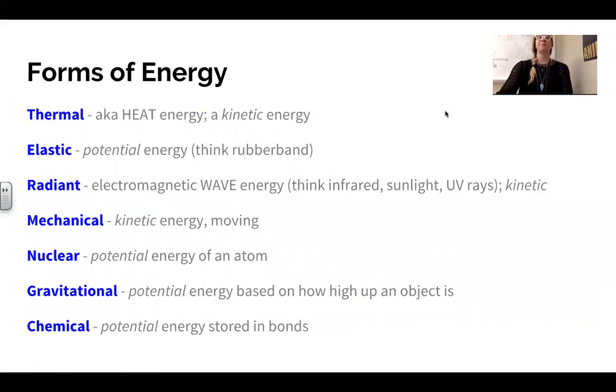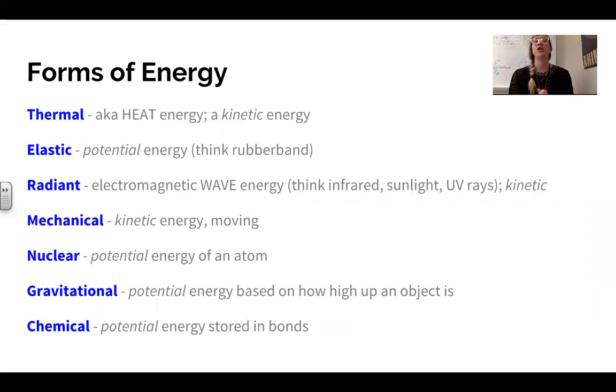Forms of energy, right? In the lesson, they have flashcards for these for you. I wrote them out here. Thermal energy is heat energy, right? Think about a thermos, right? Usually you put your coffee in a thermos to keep it warm because it's trapping that heat energy. Elastic energy, think of the rubber band again, is a potential energy by stretching out an elastic or a spring.